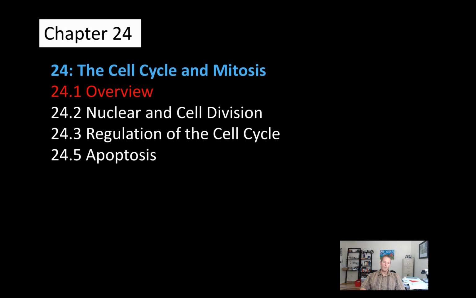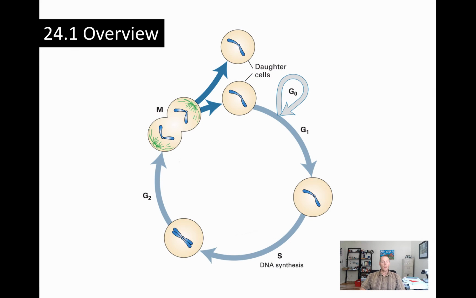So in doing all of these processes of growing, replicating DNA, and then separating the DNA and dividing the cell, the cell goes through a series of stages called the cell cycle. And we'll focus on two of those, mitosis and cytokinesis. We'll talk a little about G1 and G2, and we won't really talk about S phase. So let's take a look at that graphically.